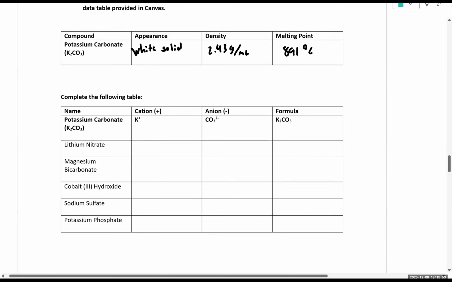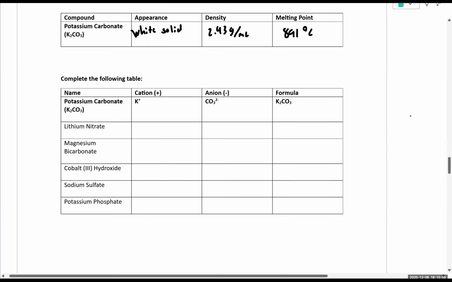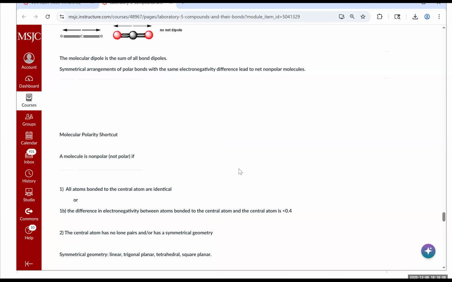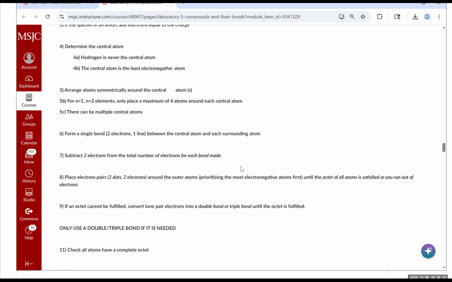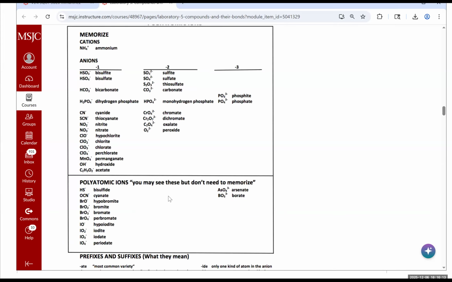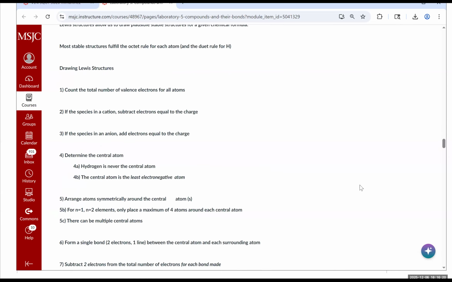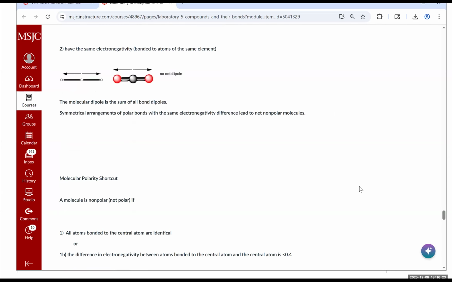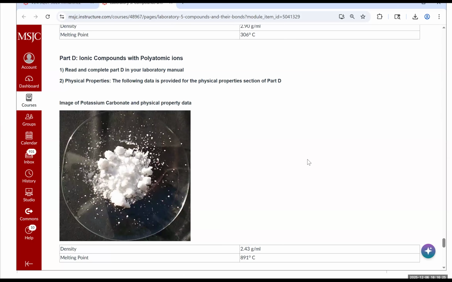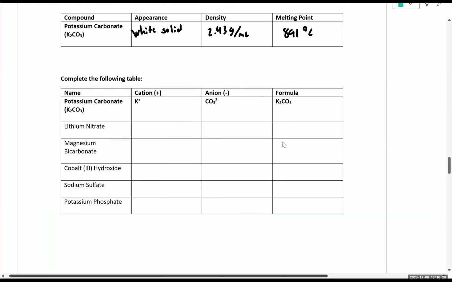Now we're asked to complete the following table, where we're given the name of an ionic compound. We are asked to write the cation and anion, and we're also going to need to write the formula. There is a table of polyatomic ions and their names provided both in the chapter notes and the reading, and I would encourage you to have this table available as you complete this exercise. Okay, so let's go about completing this exercise.